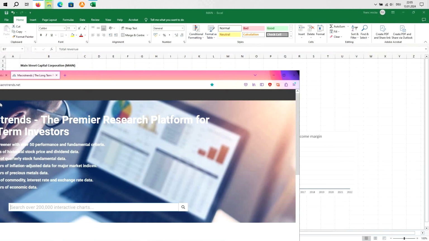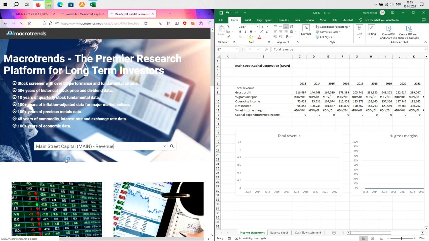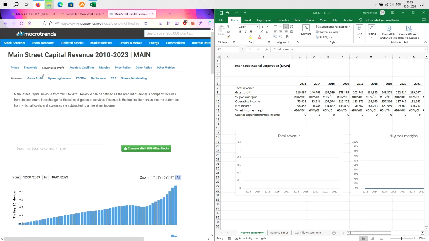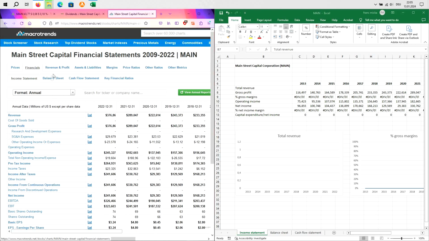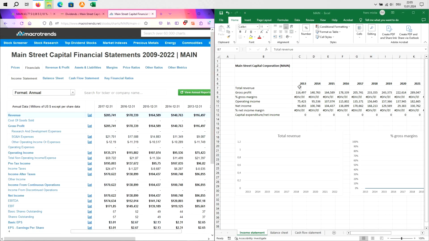So let's do it. We will split the screens like this, and in Macrotrends we will search for Main, and then here we have revenue. You can click wherever you want, it doesn't matter. Then you go to financials, and here you have the total revenue that we will use for the analysis. Now let's start typing it. Here we see 2013, and here we will also input 2013. So 116497.